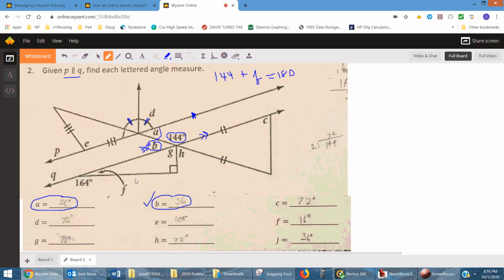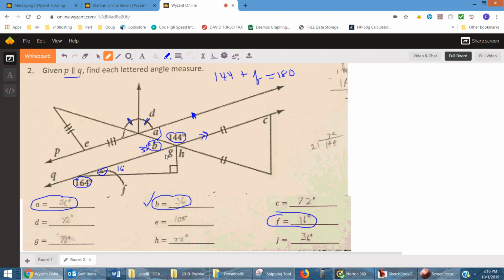Let's see, angle F and 164 are a linear pair. So they're supplementary, which means they add up to 180, which means this has to be 16 degrees for angle F. What have you got? That's correct. So angle F is 16 degrees.